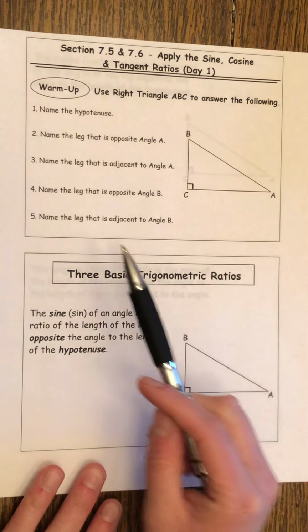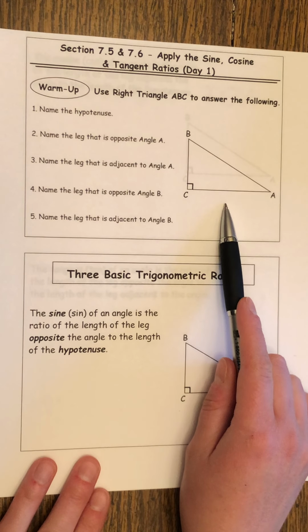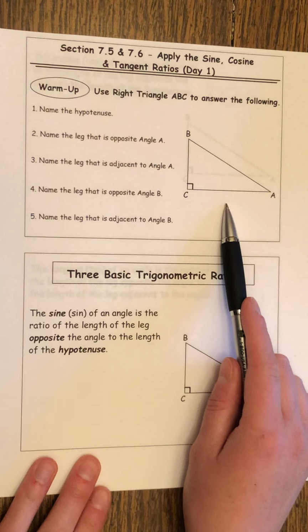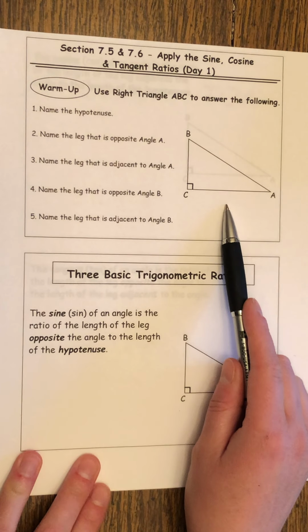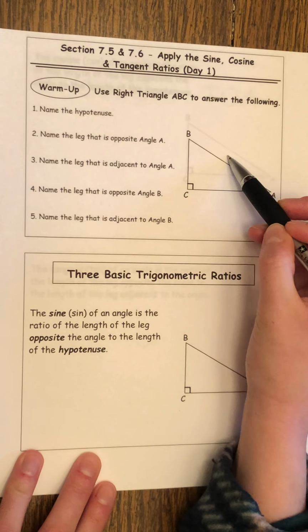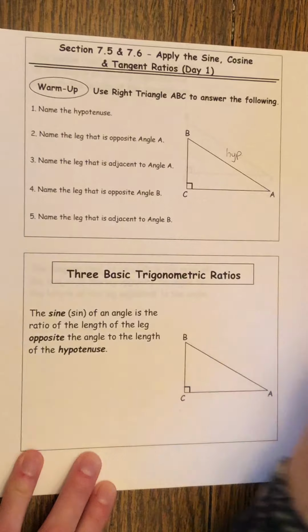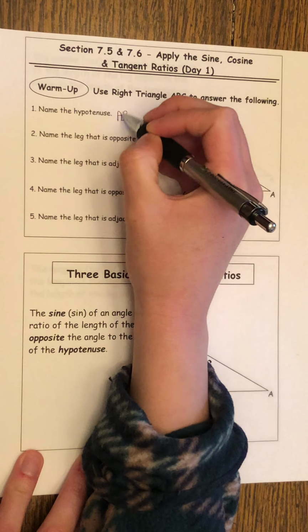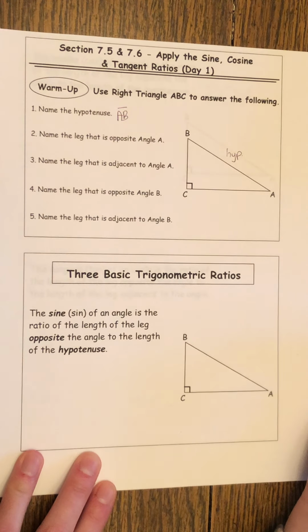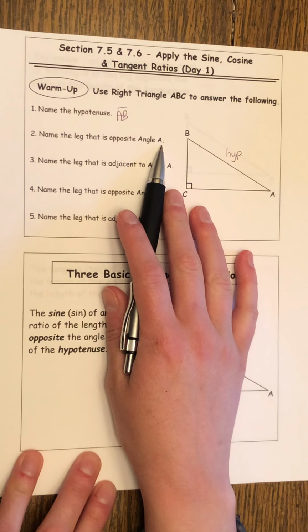First slide here, just a warm-up question. Using this right triangle, I want us to answer these couple of questions. So first says, name the hypotenuse. The hypotenuse of a right triangle is always the side across from the right angle. So the hypotenuse is going to be side AB.